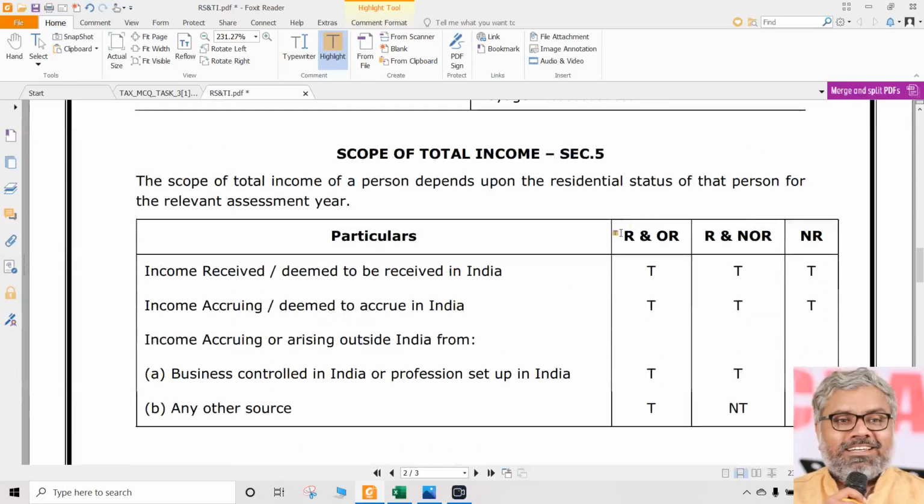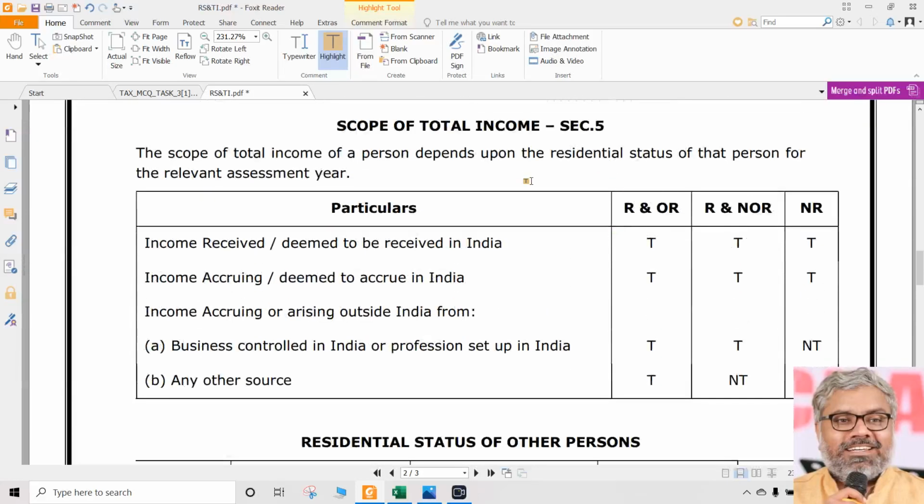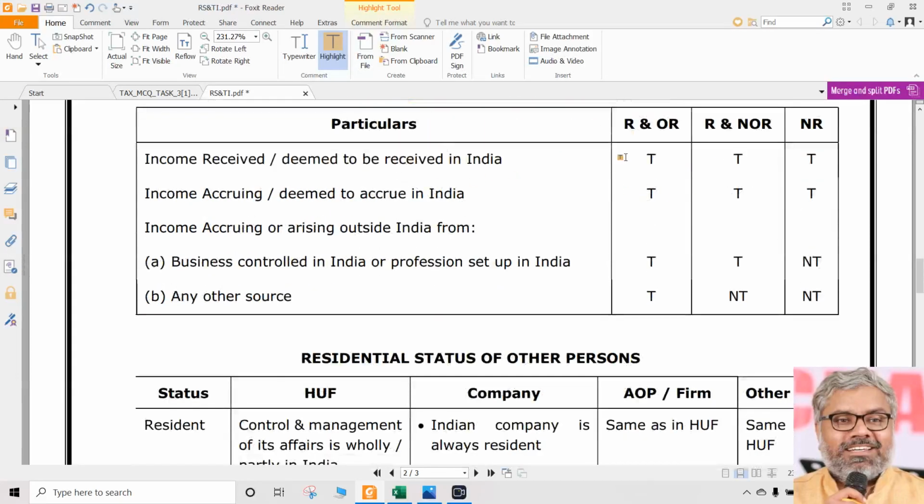Once we have the determination of residential status, then tax incidence will depend upon the residential status. That's what we can call the scope of total income under section 5. And this is a table which can summarize everything, whether it is taxable or not taxable. T means taxable, NT means not taxable. So this table itself summarizes all the provisions of section 5 in a simple nutshell. If income is received or deemed to be received in India, it is taxable in all cases. If income is accruing or deemed to accrue in India, then also it is taxable in all cases. But income accruing or arising outside India from a business controlled in India or a profession set up in India.